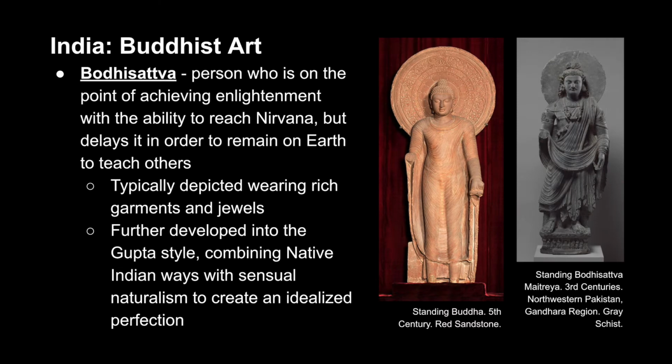Looking at more sculptural Buddhist artwork, we see the depiction of the Bodhisattvas, which was actually a person who was on the verge of achieving enlightenment, who had nirvana within their reach, yet they delayed it in order to extend their time on earth and teach more people about Buddhism and their own personal journey toward enlightenment. These figures were often represented wearing rich garments and jewels, and they were further developed into the Gupta style, combining native Indian ways with sensual naturalism to create an idealized perfection.